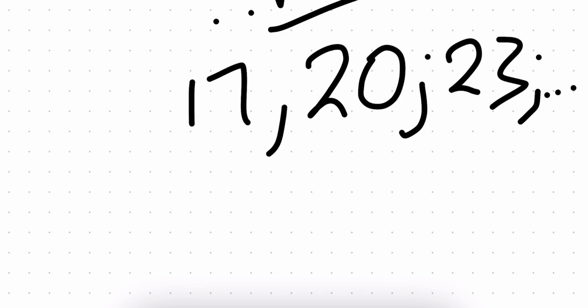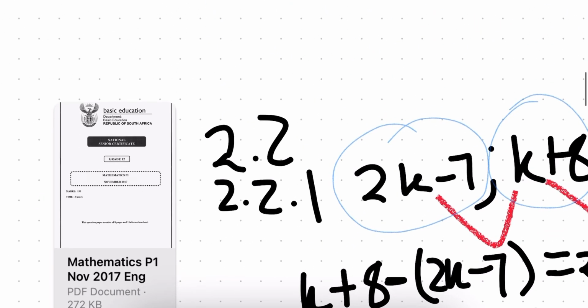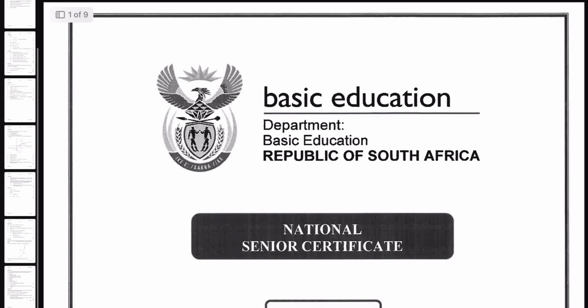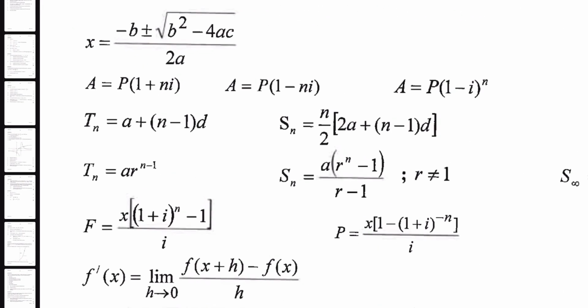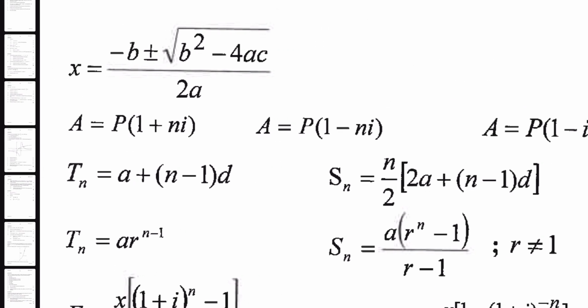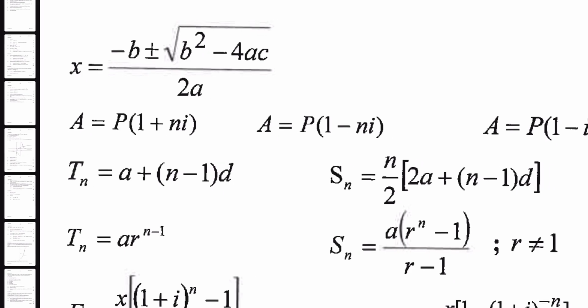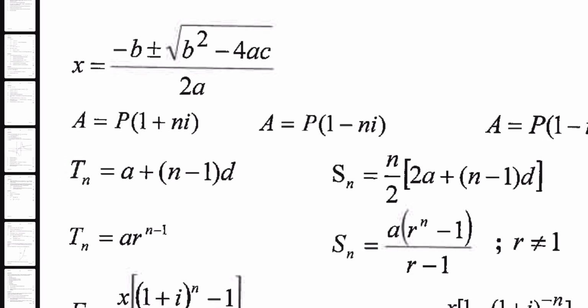And then they proceed, they go on and on. So if you determine the first difference here, you see that the common difference is 3, right? 23 minus 20 is 3, 20 minus 17 is 3. For simplicity, as matric students, they're given a formula sheet. So if you've forgotten some formulas, you go to this. You see here, you're given the formula for an arithmetic sequence. Tn equals this. And for a quadratic, you need to know it by heart. But for arithmetic, it's given.